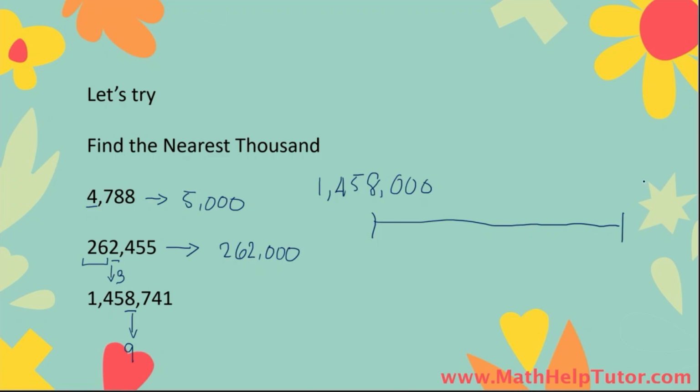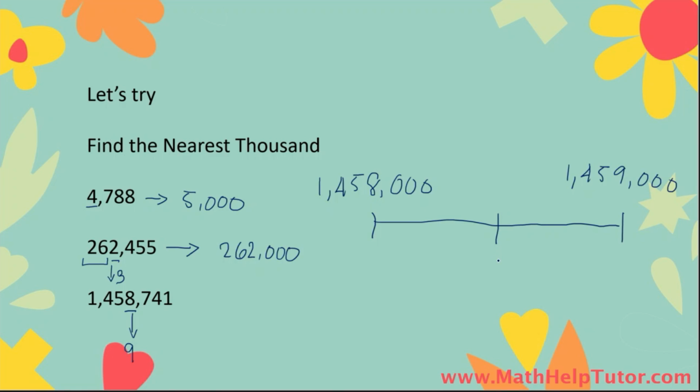So what comes after 8? It's 9. So the next thousands place has to have 9,000, but we have to consider the places to the left of the place that we are rounding. So that is 1, 4, and 5. And now we know that the next place is 1,459,000.